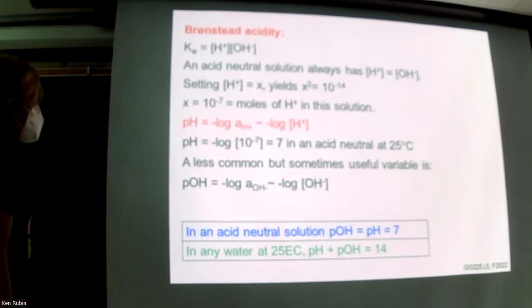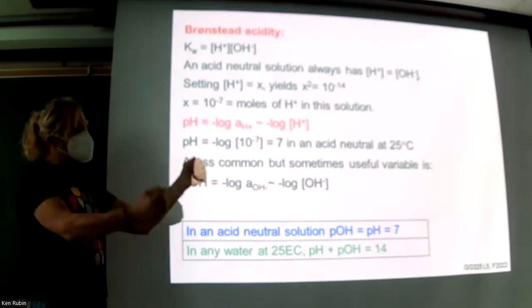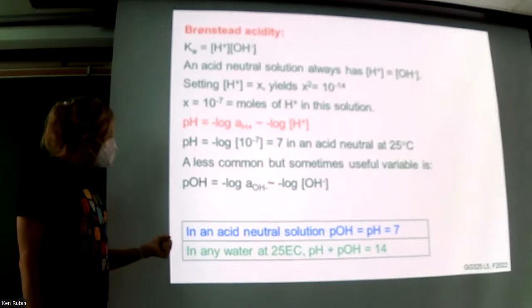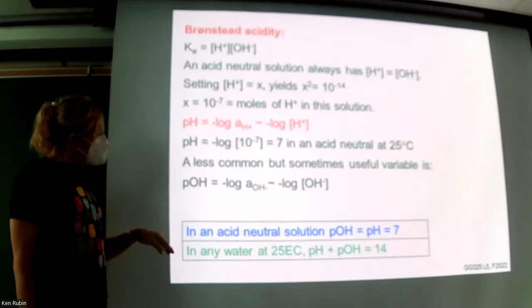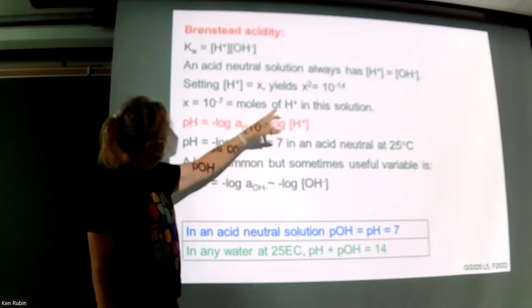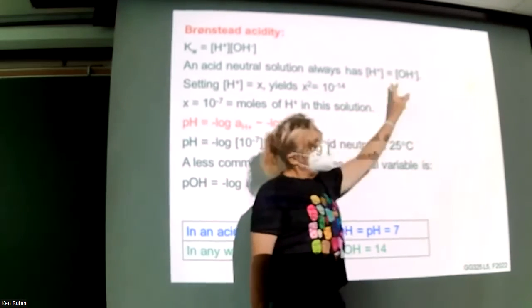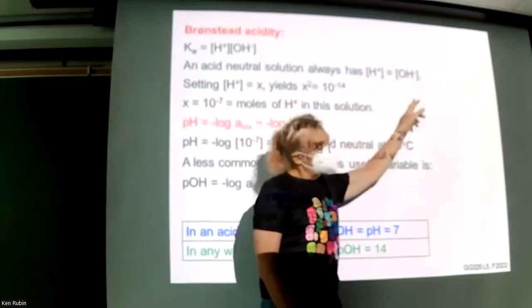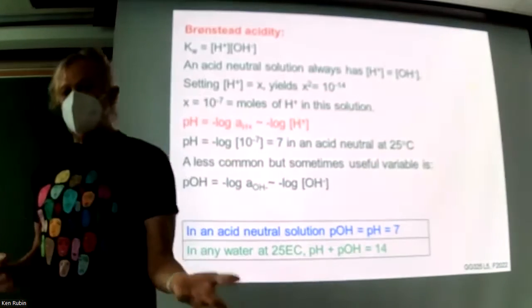Okay, so that's a neutral solution with equal amounts of hydroxide ions and hydrogen ions. But if we go to a solution where these two values are not equal to each other, right? We call it acidic if the hydrogen ion concentration is greater than hydroxide. We call it basic if vice versa.